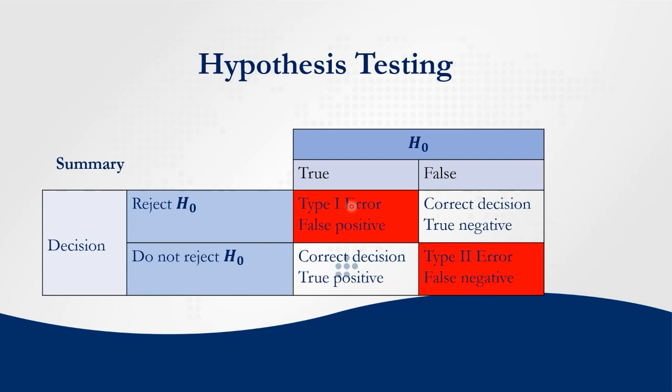If we reject it when it's true, it's a type 1 error. If we do not reject it when it's false, it's a type 2 error. So the probability of type 1 error is alpha, or level of significance. The probability of type 2 error, we denote it by beta.